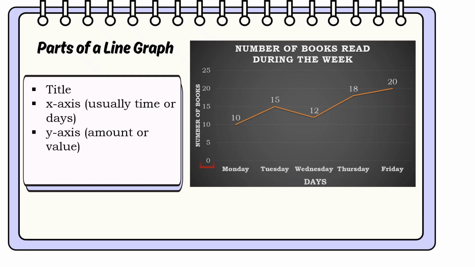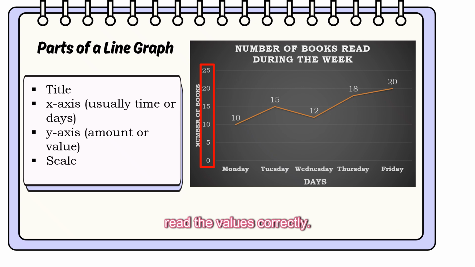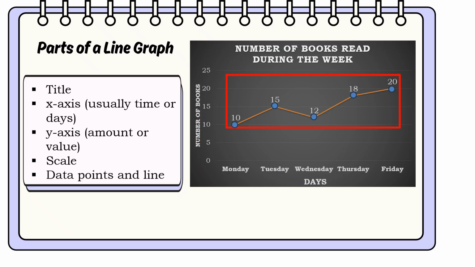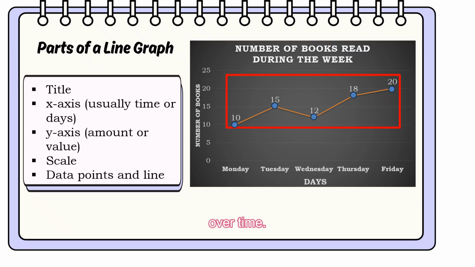The next one is scale, the equal intervals on the axis that help us read the values correctly. The last one is the data points and line. The dots show the actual values and the line connects them to show the trend or change over time.